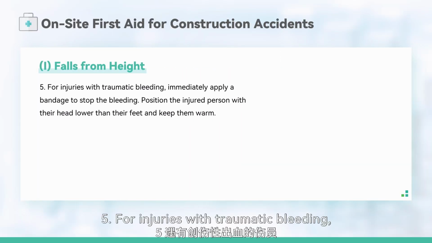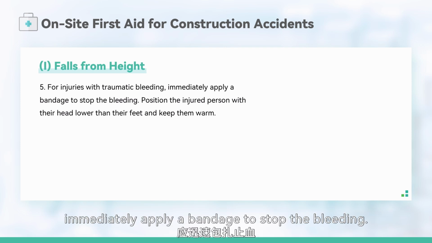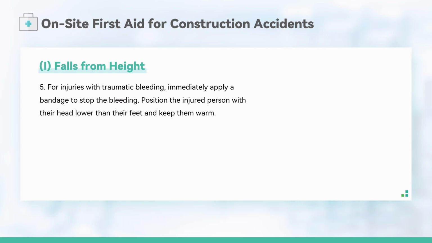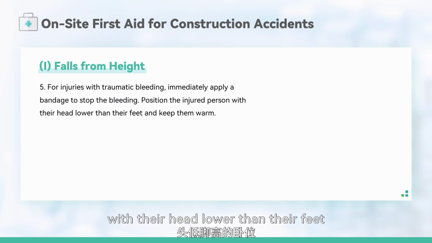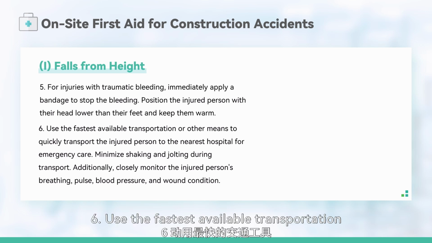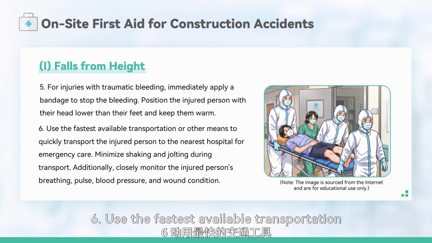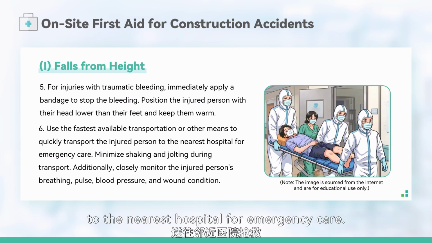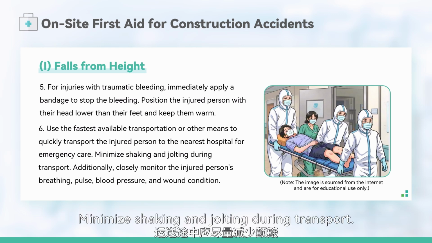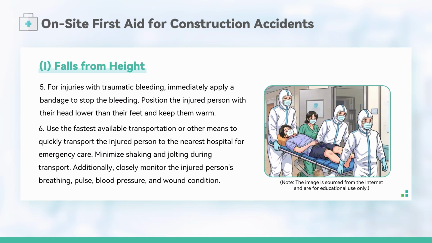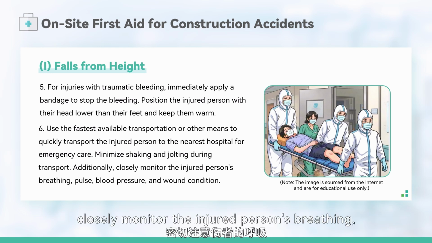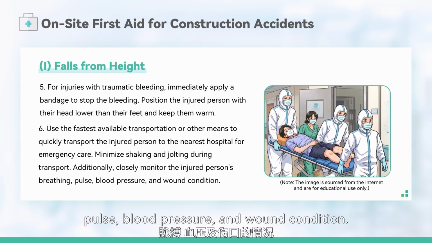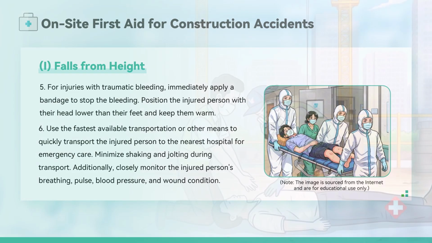5. For injuries with traumatic bleeding, immediately apply a bandage to stop the bleeding. Position the injured person with their head lower than their feet and keep them warm. 6. Use the fastest available transportation or other means to quickly transport the injured person to the nearest hospital for emergency care. Minimize shaking and jolting during transport. Additionally, closely monitor the injured person's breathing, pulse, blood pressure, and wound condition.